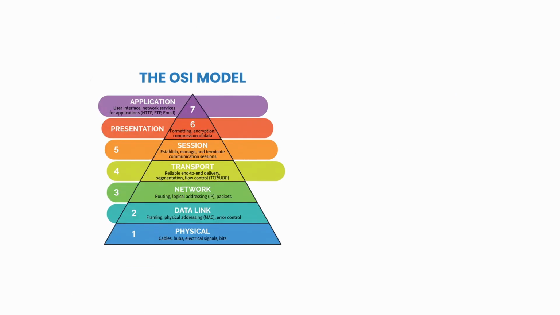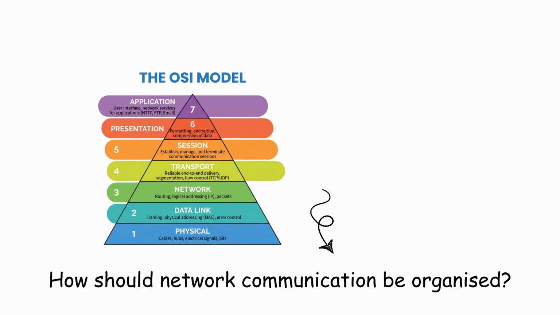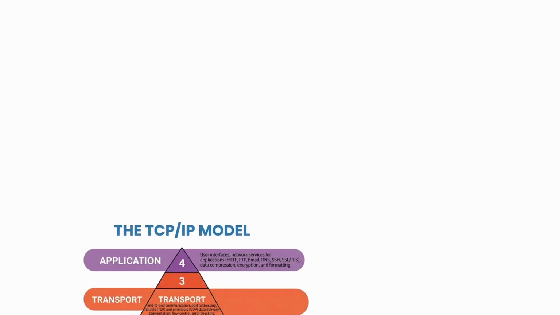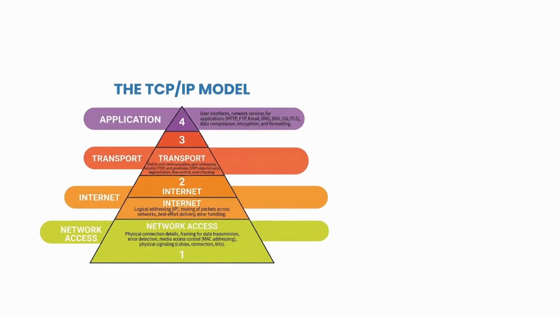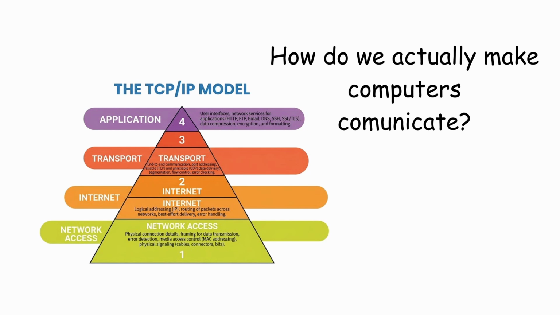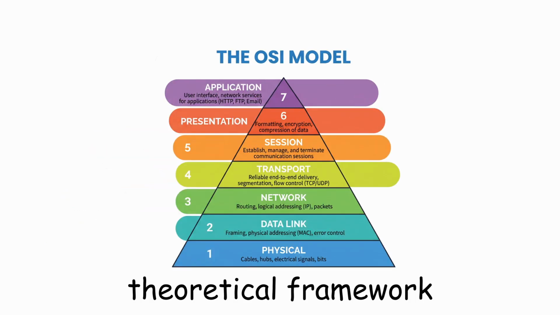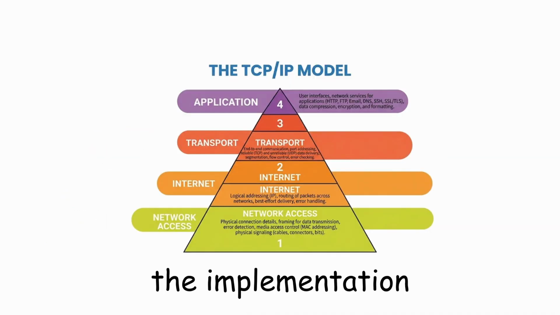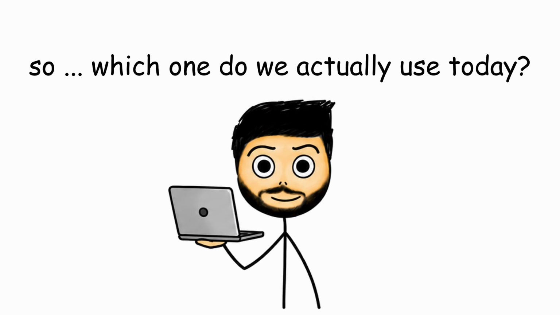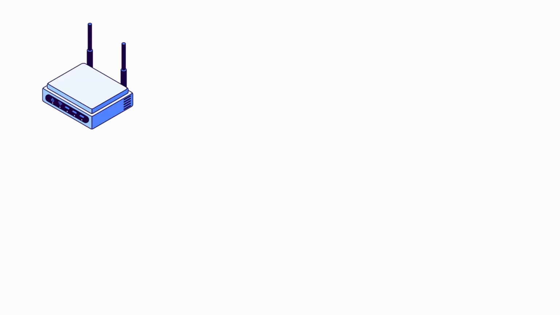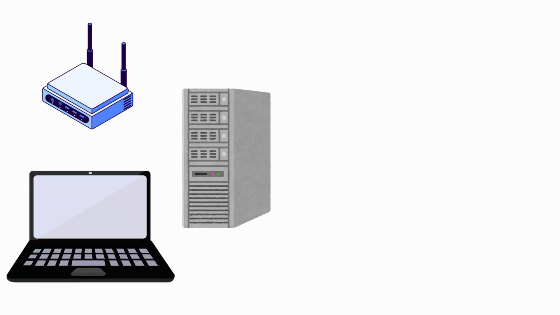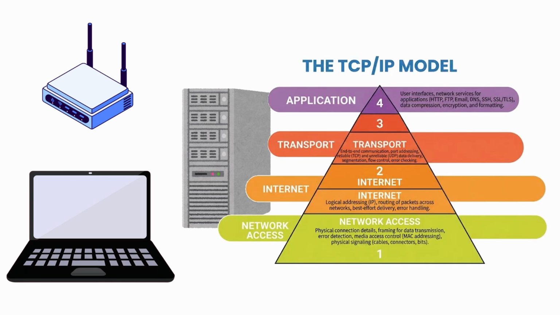Another important difference is their purpose. OSI tries to answer the question, how should network communication be organized? TCP/IP answers a completely different question. How do we actually make computers communicate? One is a theoretical framework. The other is the implementation. So, which one do we actually use today? Well, both, sort of. Every router, every server, every laptop, and pretty much every device connected to the internet uses the TCP/IP protocol suite. Without it, there is no internet.